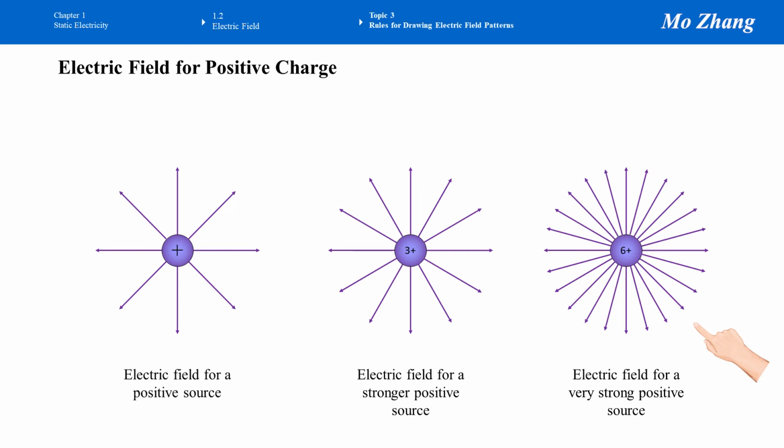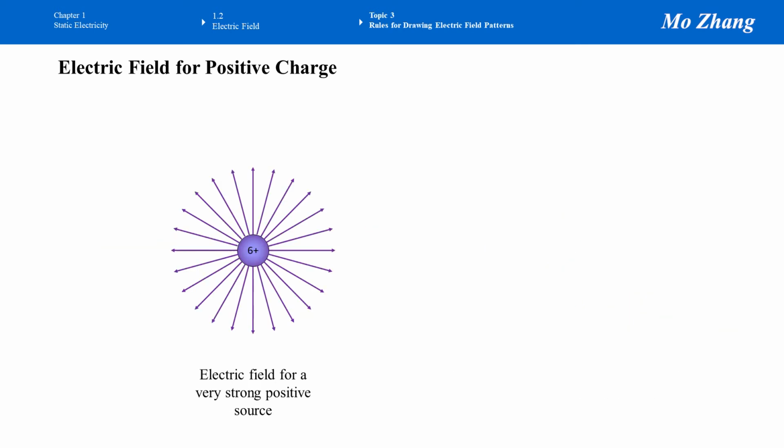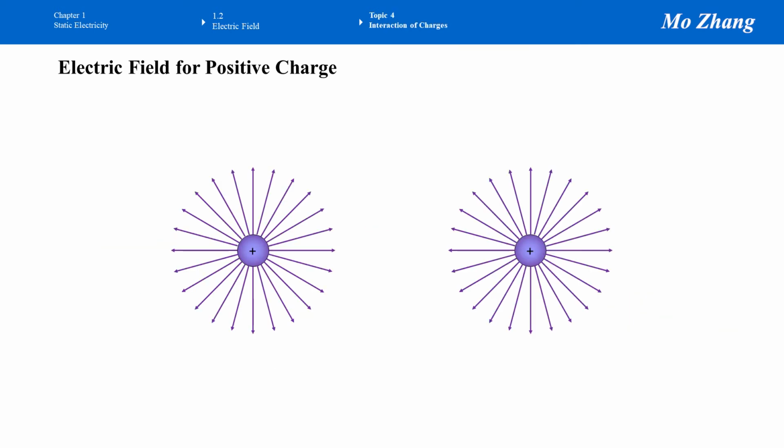Okay, now let's look at one scenario. We put one positive charge here and another one there. Currently, there are two positive charges in the workspace. What happens if we place them closer to each other? Right? We place both charges towards each other.